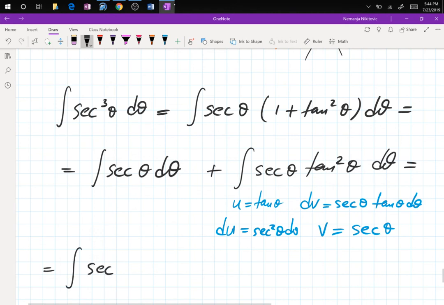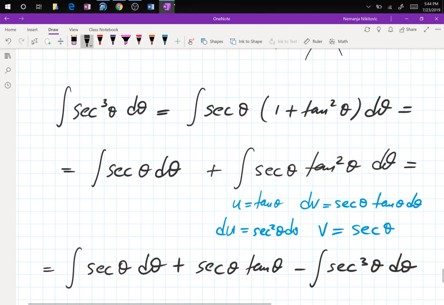The integral of secant theta d theta plus, and now I have secant theta tangent theta minus the integral of secant cubed theta d theta, and there it is. Finally, we got minus secant cubed. This is the one that you get to ship to the other side.